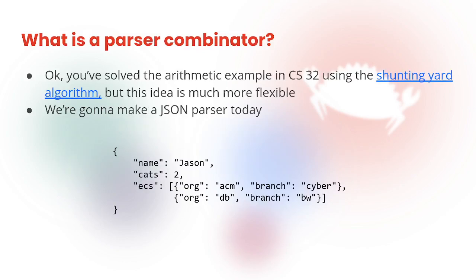Okay, well, why are we doing all of this theoretical stuff? We already solved the arithmetic example in CS32 using the shunting yard algorithm, which deals with stacks and stuff. But this idea is much more flexible, because the shunting yard algorithm is only for infix notation to prefix notation, so it can really only do arithmetic. Whereas this, we can actually parse JSON, which is more complicated than arithmetic. It has a lot more symbols, right?